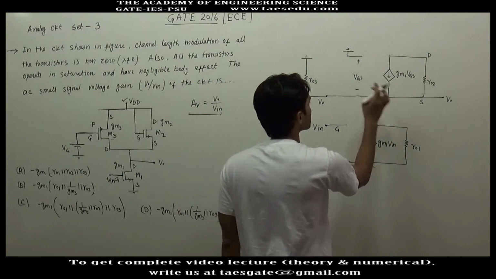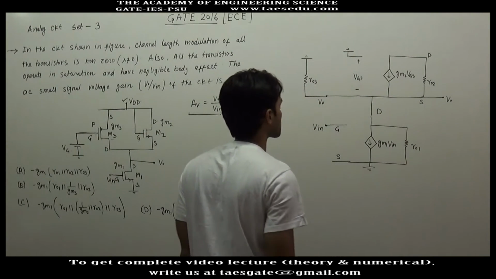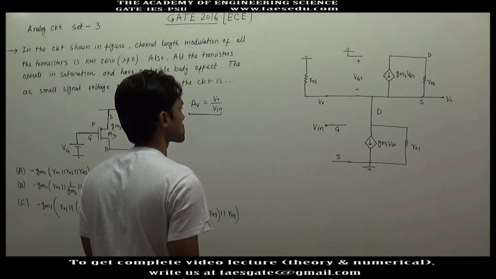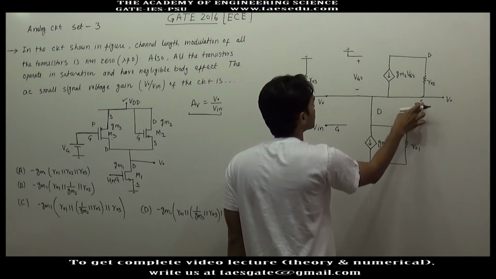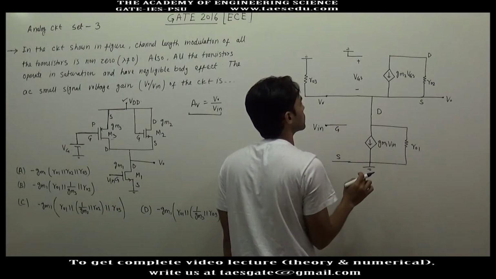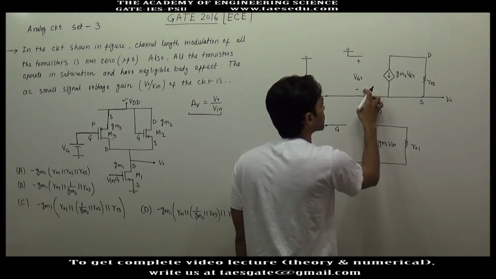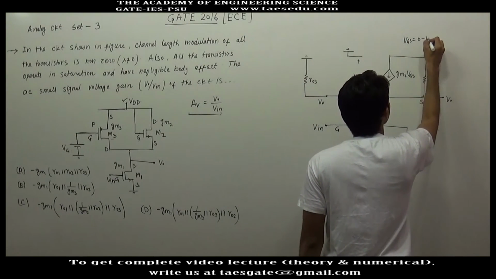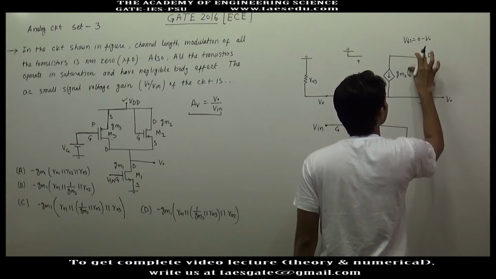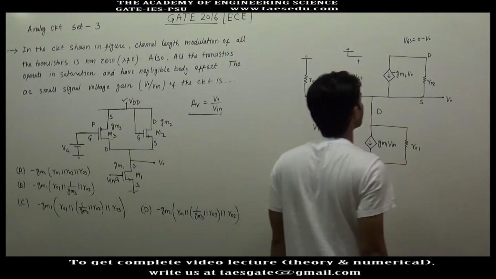Here what is VGS? The negative is connected to V0 and positive is connected to 0. So VGS will be 0 minus V0. So here the current will be GM2 into minus V0. So current will be minus GM2 into V0.